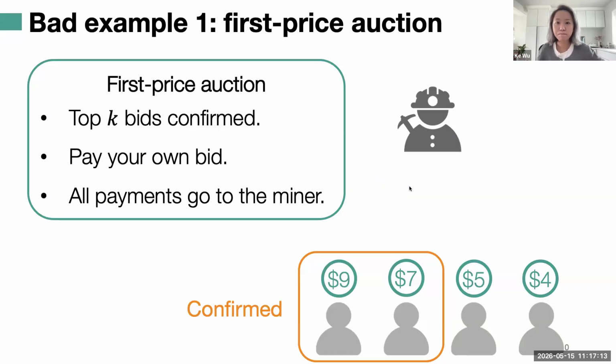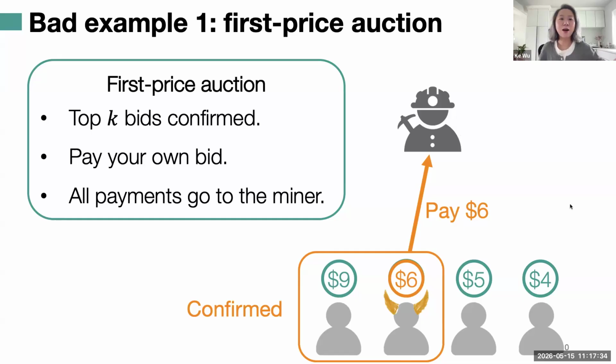So what's the problem here? Now imagine that I'm this user whose true value is 7. I'm willing to pay 7 for my transaction, but why should I? I could just bid 6 and pay less. Or I could just bid 5.1 and pay even less.